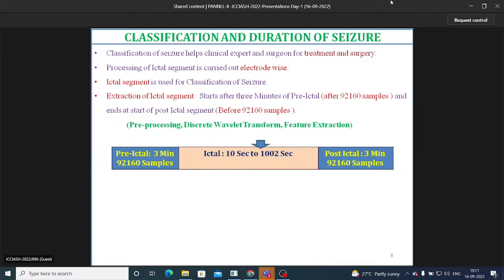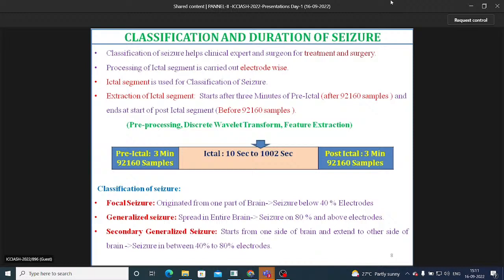Depending upon how many electrodes are showing a seizure, we have classified seizures as a focal seizure. A focal seizure is that seizure which originates from one part of the brain and where less than 40% of the electrodes are showing a seizure. A second classification that we have done is generalized seizure, where the electrodes mounted over the entire brain are showing a seizure. If 80% and more electrodes are showing a seizure, we have classified those seizures as a generalized seizure.